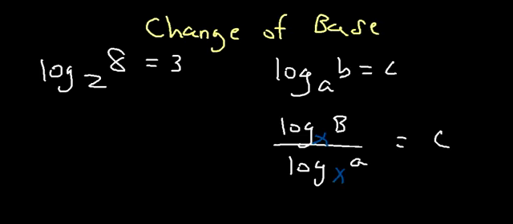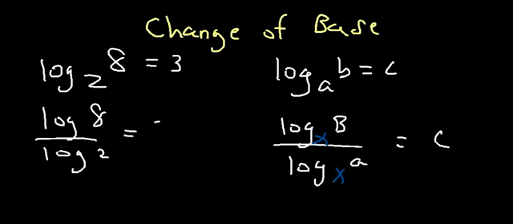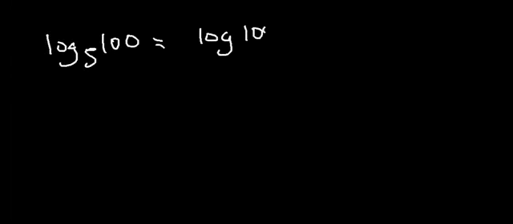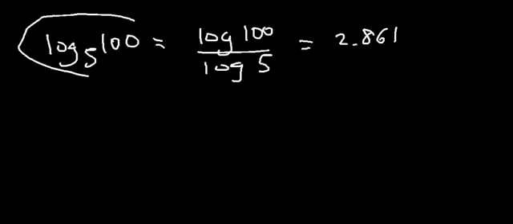So, in your calculator, if you want to find out what log base 2 of 8 is, type this in: log 8 divided by log 2. You can also get 3 as well, if you don't want to do it in your head. So, let's say we wish to figure out what log base 5 of 100 is. Simply type in log 100 divided by log 5, and you should get about 2.861. You see, for this, we can't do it in our head. We have to use the calculator. And that's how you type it in, log 100 over log 5.